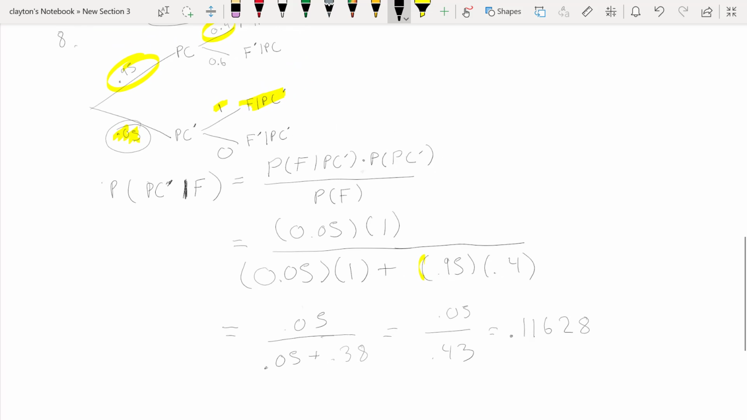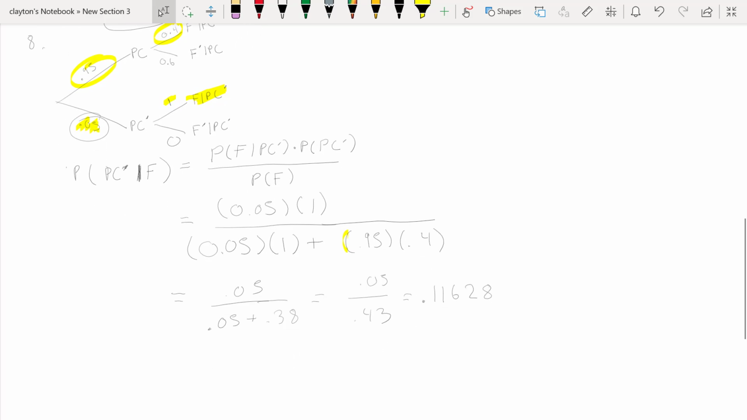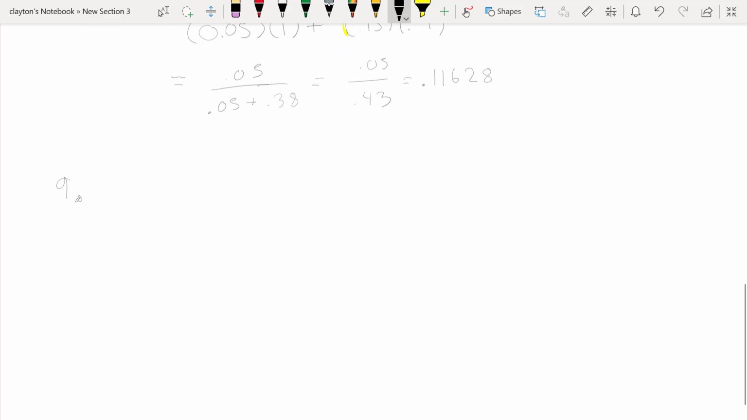And that was number 8, right? So again, getting used to those tree diagrams. And we'll do one more here, and that'll take us to discrete random variables. So number 9. Again, same type of idea. We're going to need a tree diagram.